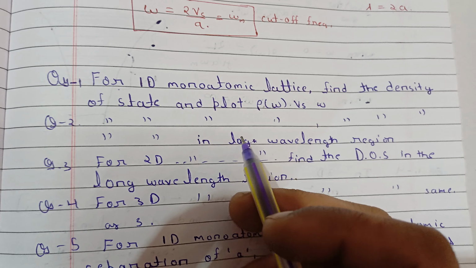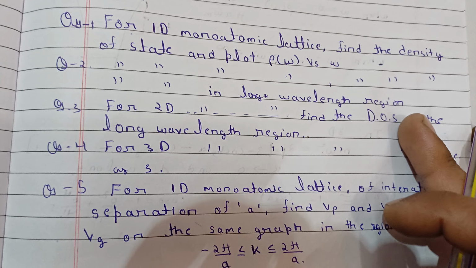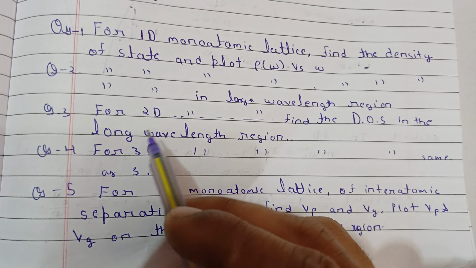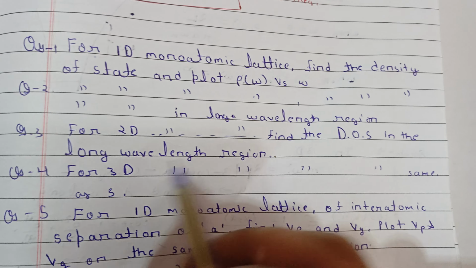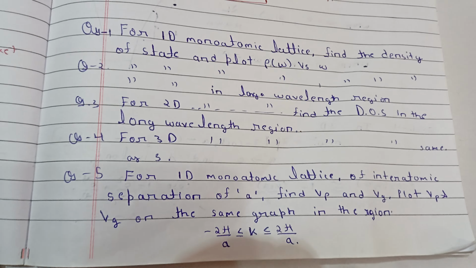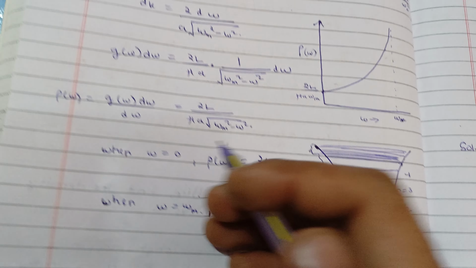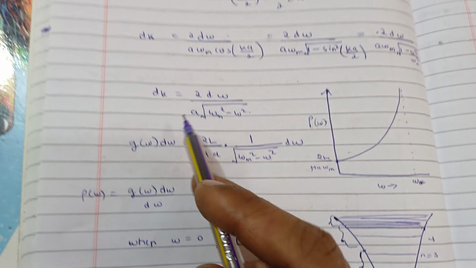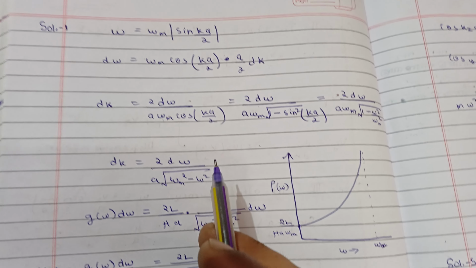So you can do that. We already did it in the previous questions I gave you. Now the same for 2D: find the density of states in the long wavelength region. For 2D, what will you get for the number of states formula? That will be just like g(k) dk equal to L by pi dk.